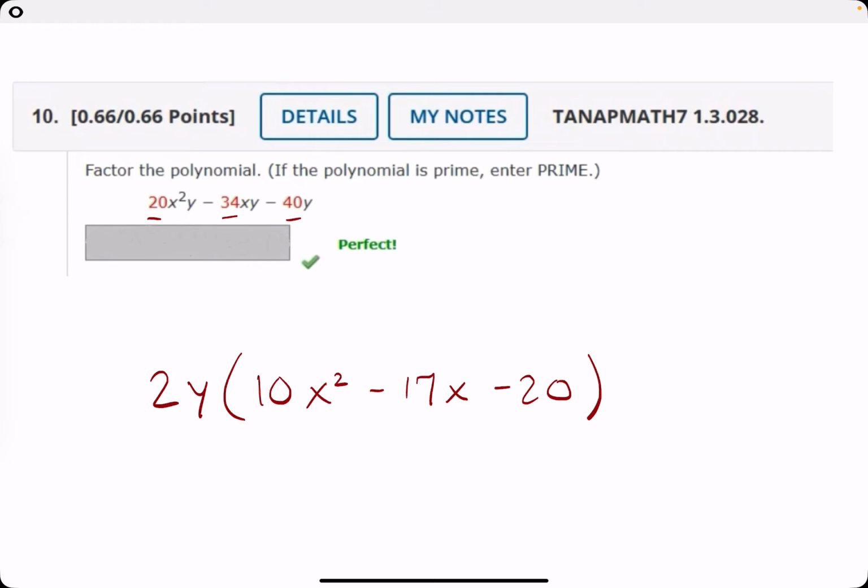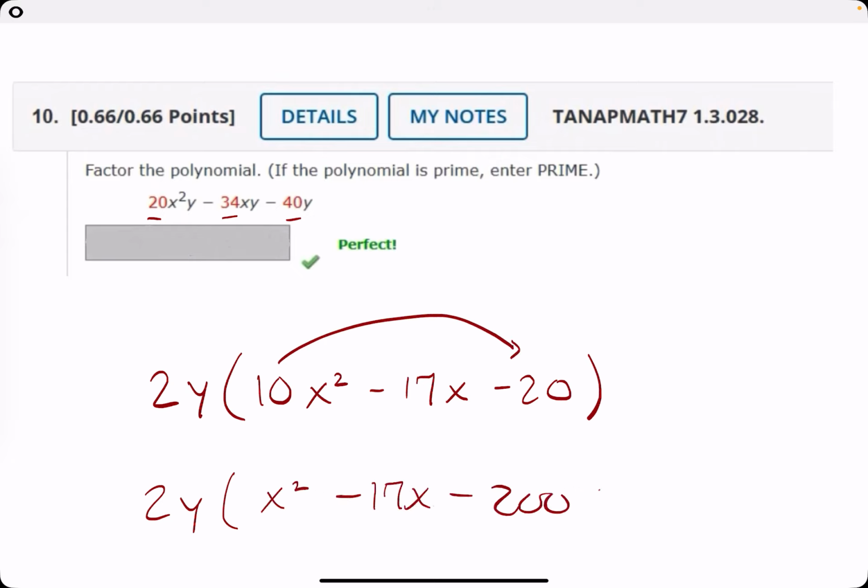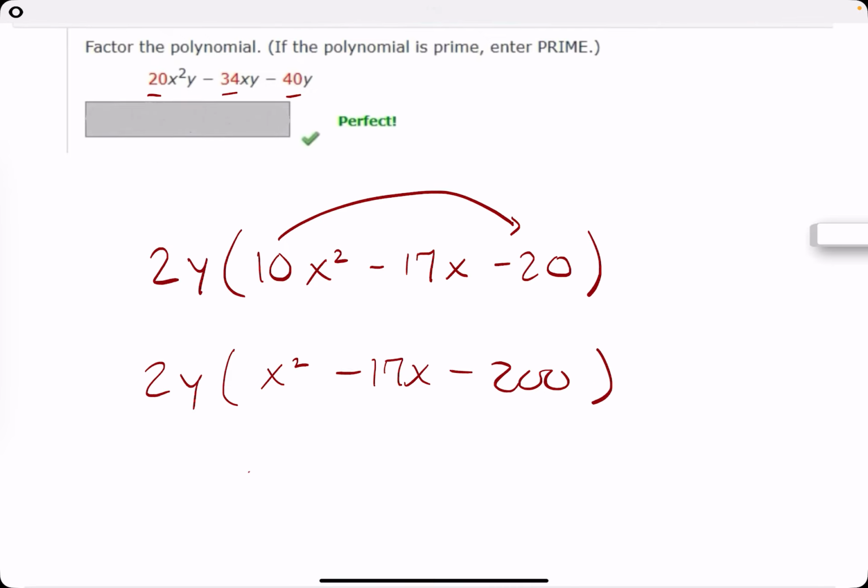I think it is factorable. Okay, so let's demonstrate slide and divide. Might also try to demonstrate the other method. Sliding and dividing, we're going to multiply the 10 over here. We get x squared minus 17x minus 200. And I think you can find two numbers that multiply to negative 200, but that add to negative 17.